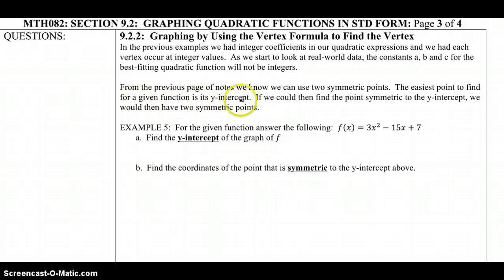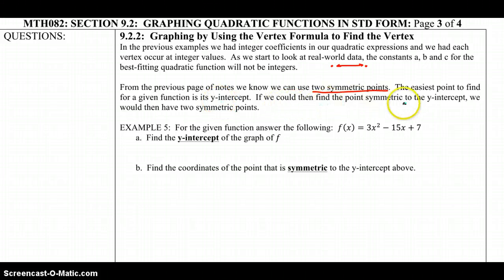From the previous page of notes, we know we can use two symmetric points. Two symmetric points are points that are directly across from each other, so they have different inputs but the same output. The easiest point to find for a given function is its y-intercept. To find it, we simply plug in an x value of 0.